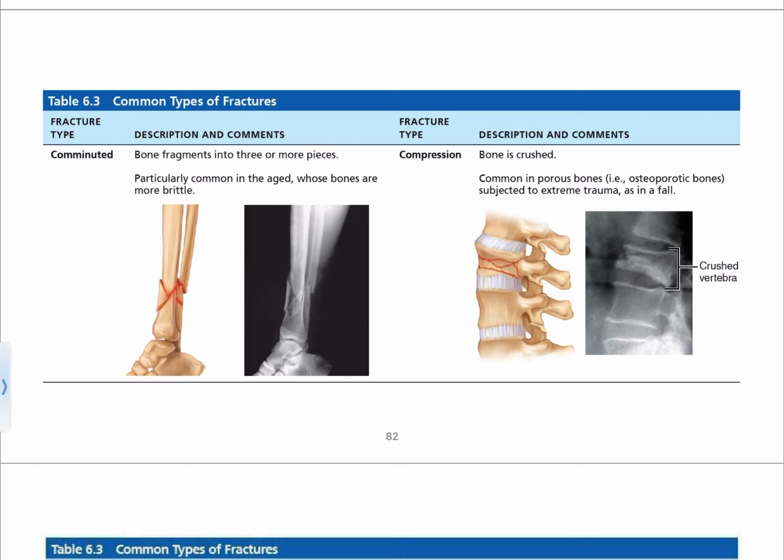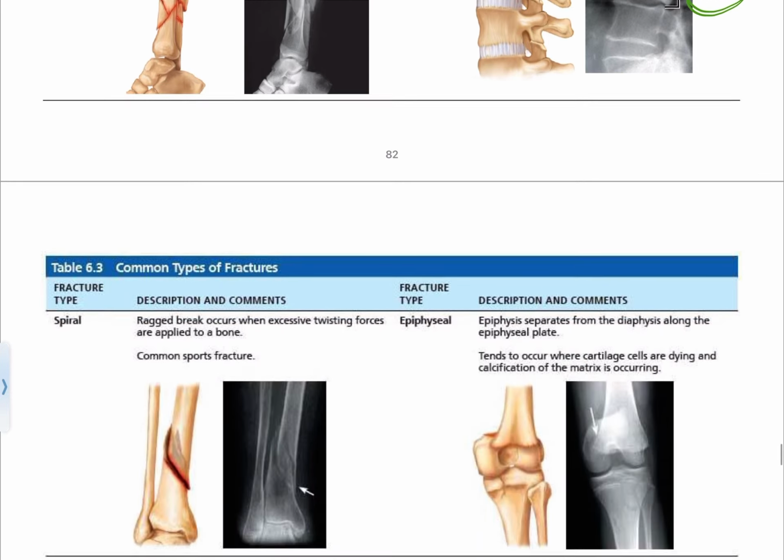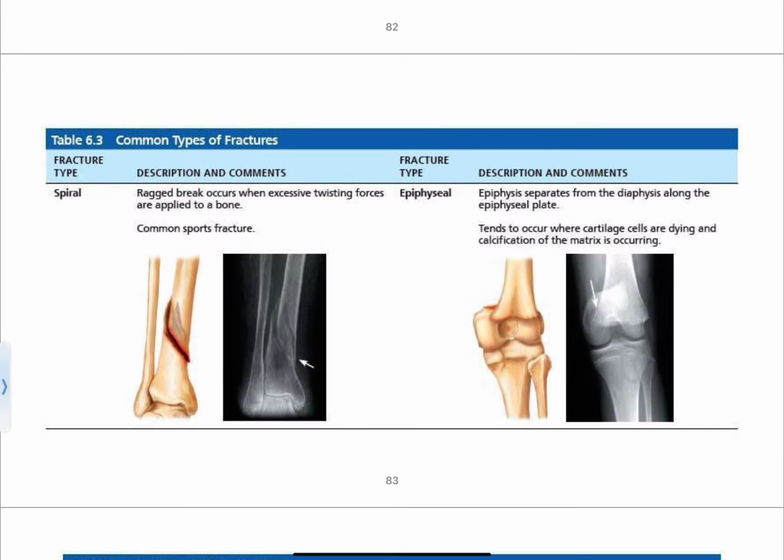Our first type is comminuted. So this is where our bone actually fragments into 3 or more pieces. So we're not dealing with a break in, say, a long bone in which we have 2 pieces, but we said we have 3 or more. We have a compression fracture. This is where our bone is actually crushed. A lot of times this happens to our vertebrae. The third type is a spiral fracture. So, say you plant your foot and you have a twisting force, something like that, we would get basically a spiral fracture that spirals up the bone itself.